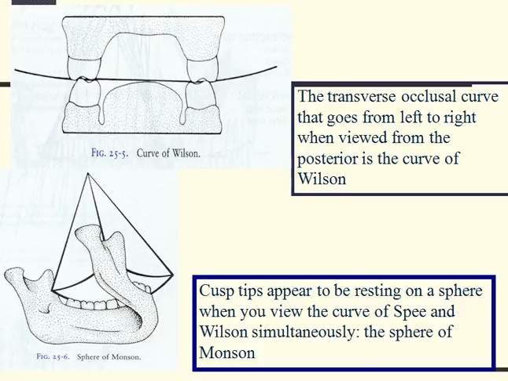In the transverse, the occlusal curve that goes from left to right when viewed from the posterior is called the curve of Wilson. The sphere of Monson is seen on the lower left. The cusp tips appear to be resting on a sphere. When you view the curve of Spee and Wilson simultaneously, it produces what we call the sphere of Monson.